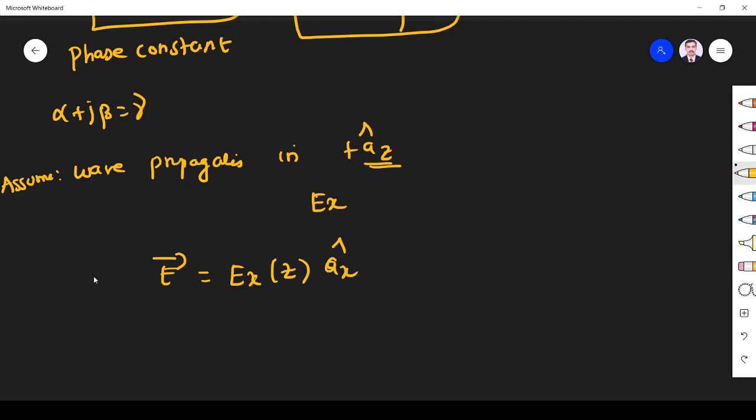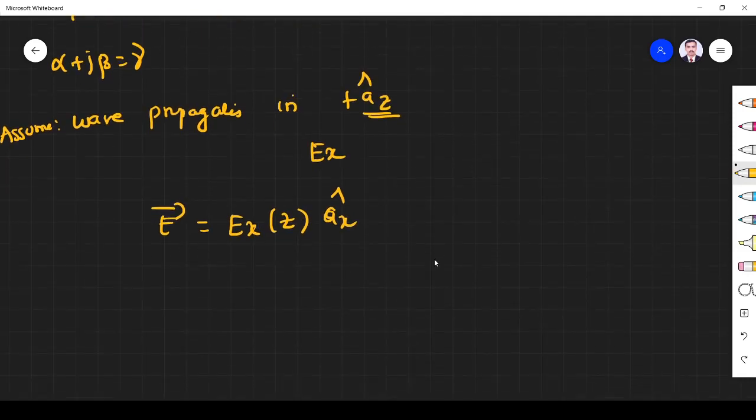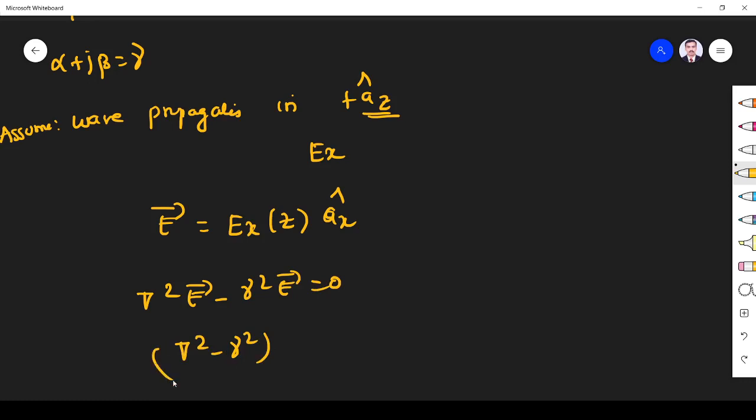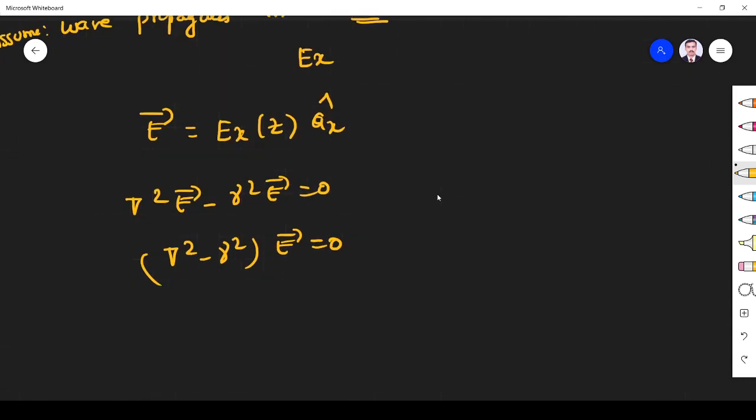Similarly, we know that del squared E, the Helmholtz equation, minus gamma squared E is equal to 0. So this implies del squared minus gamma squared E is equal to 0. Substitute this equation here. So what happened? Del squared minus gamma squared E vector is equal to 0.